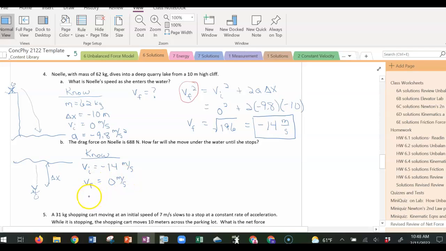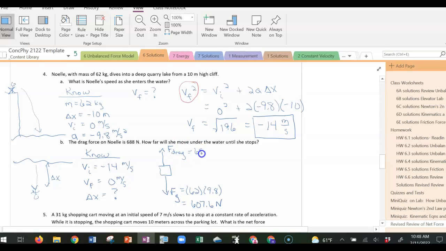Let's see, I don't know her acceleration. Wow, those are the only things. What I'd like to find is her displacement. Okay, but they're telling me the drag force. So let me think about the forces on her when she's in the water. Her weight is a force that's pulling her down. So that would be, you know, her mass times 9.8. That's the gravitational force that the Earth is exerting on her. And that is 607.6 newtons.